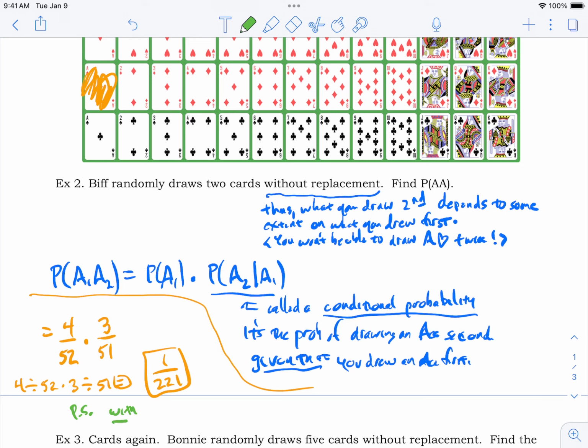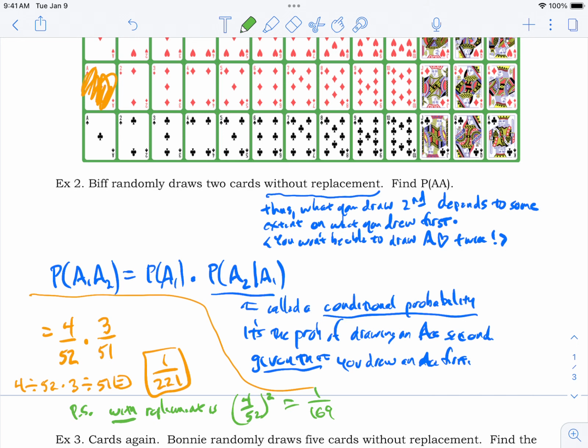With replacement, if you did put the ace back, then it would be a 4 in 52 of getting an ace, and then you'd have another 4 in 52 of getting an ace. So you'd have 4 in 52 times 4 in 52. And that, I worked out, came out to 1 in 169. So that's easier than a 1 in 221, right? So it's easier to get 2 aces if you put one back in the deck.